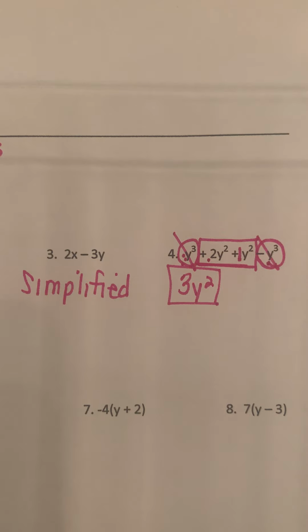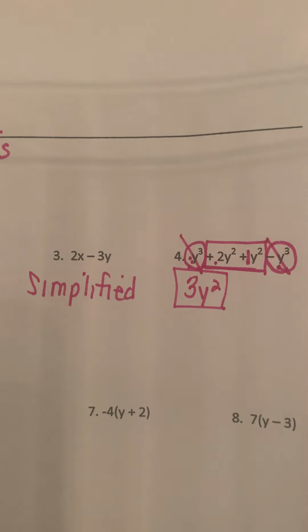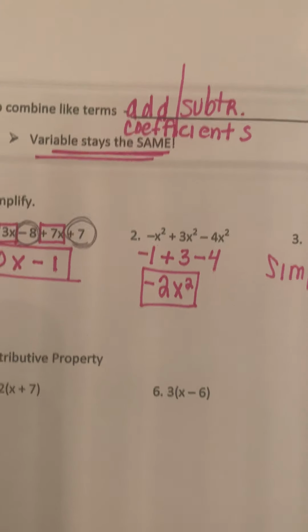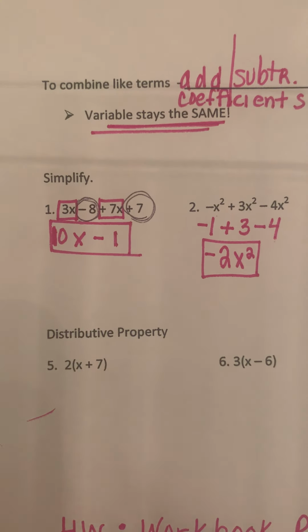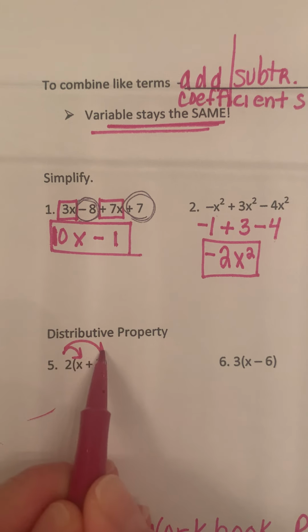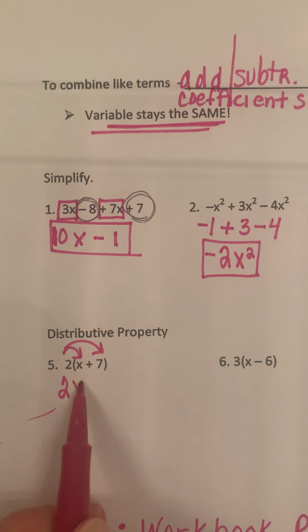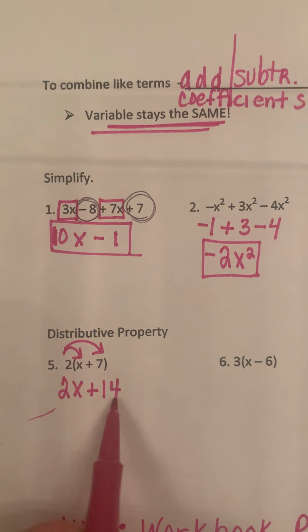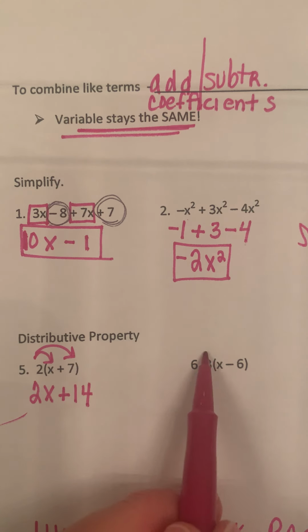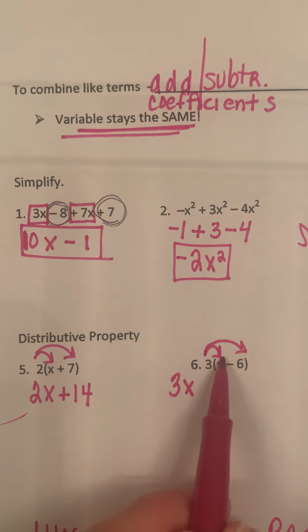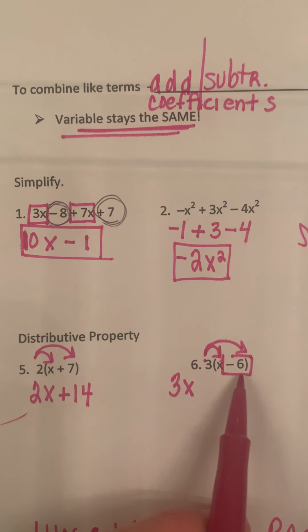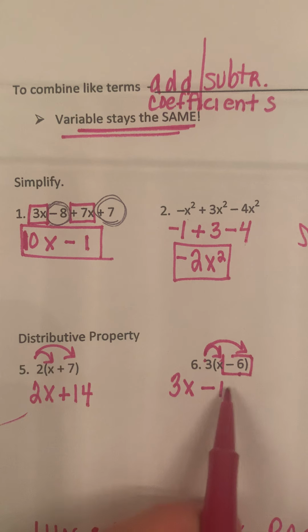All right, we're almost done. All right, distributive property. Distributive property is when you take whatever is outside the parentheses and you multiply it through. 2 times x, 2 times 7. So you would get 2x plus 14. 3 times x is 3x. 3 times, remember we take the sign in front. 3 times -6 is a -18.